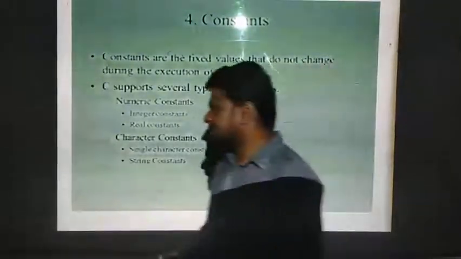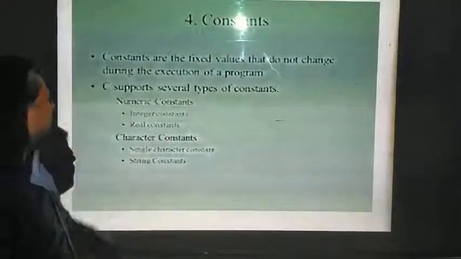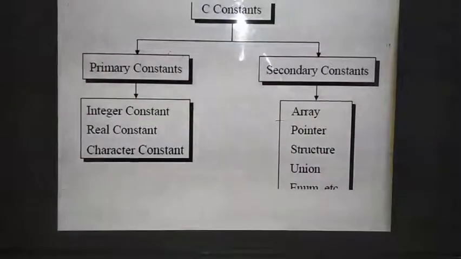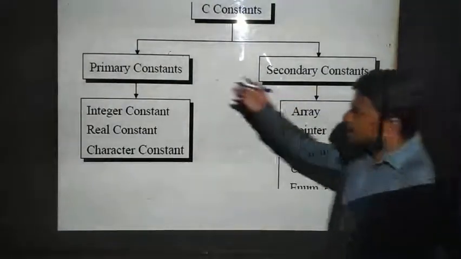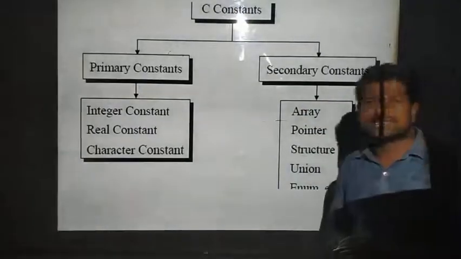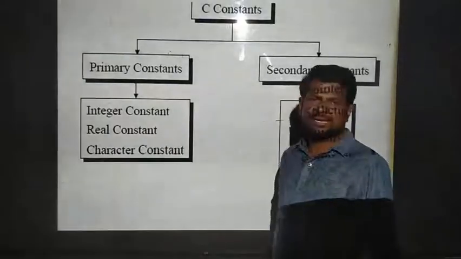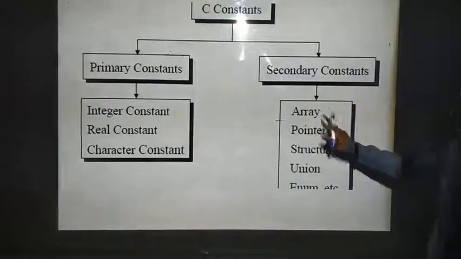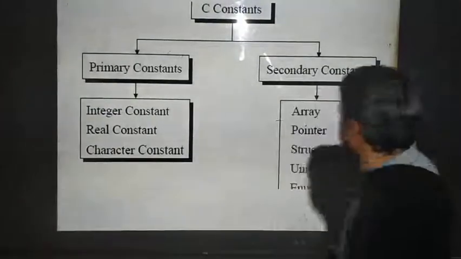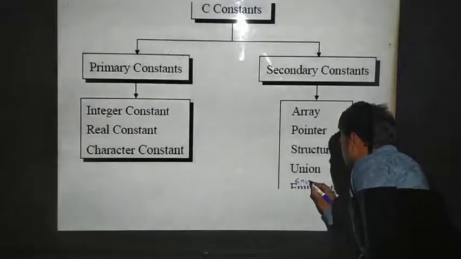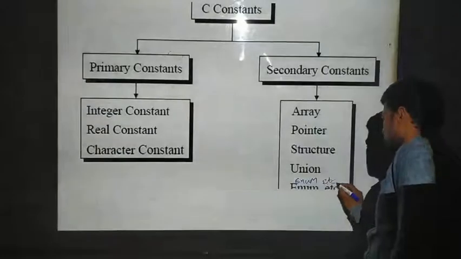Some of them are numeric constants and character constants. If you see numeric constants, there are integer constants. Primarily, C constants are categorized into two types: primary constants and secondary constants. In the primary constants, you can see integer constant, real constant, character constant. In secondary constants: array, pointer, structure, union and enum.